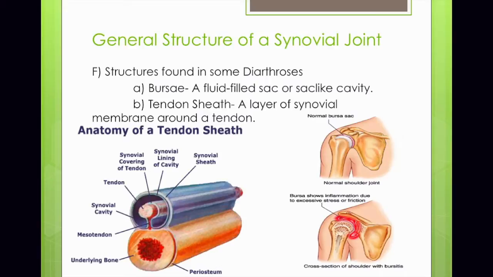The last part of general structures in a synovial joint are structures found in some diarthrosis. Bursae, which is a fluid-filled sac or sac-like cavity, and a tendon sheath, which is a layer of synovial membrane around a tendon. Below are two different images that can tell you the differences between a tendon sheath and a bursae.